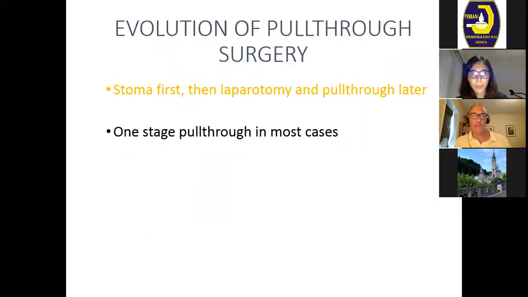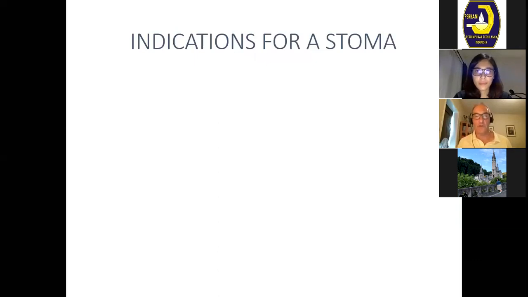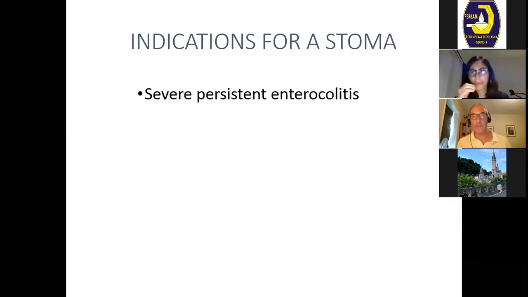So the standard became a 1-stage pull-through in most cases, but there still are indications for a stoma. The first one is if the child presents with severe enterocolitis that you can't settle down fairly easily with antibiotics and irrigations. There are some children who present with cecal perforation because of the distal obstruction from the Hirschsprung's. The cecum becomes very distended and can perforate. So a baby who presents with cecal perforation and turns out to have Hirschsprung's, that child, we would normally give that child an ileostomy, repair the cecal perforation, and then go back later and do the pull-through.